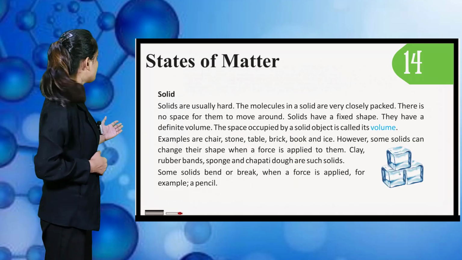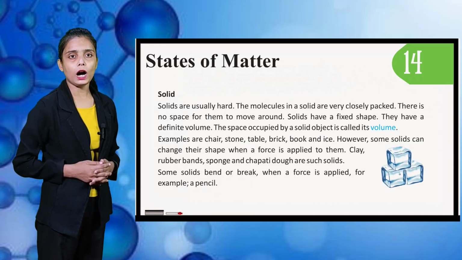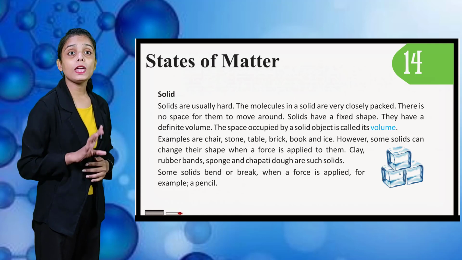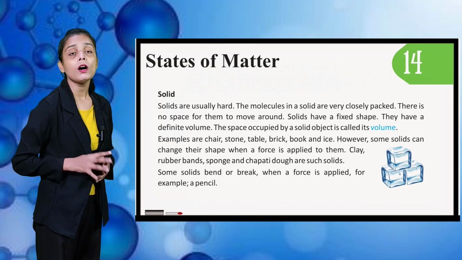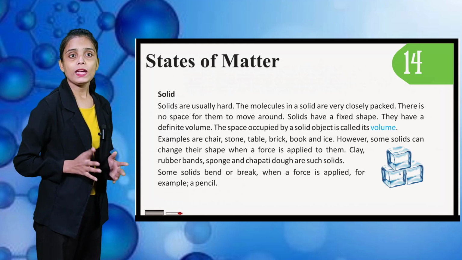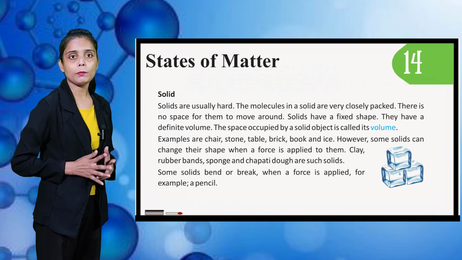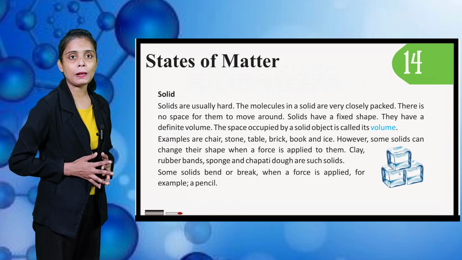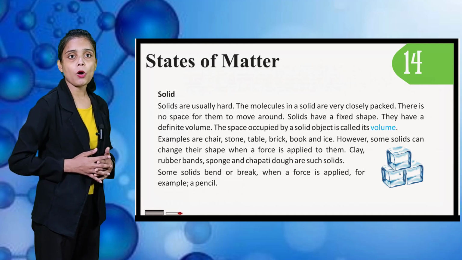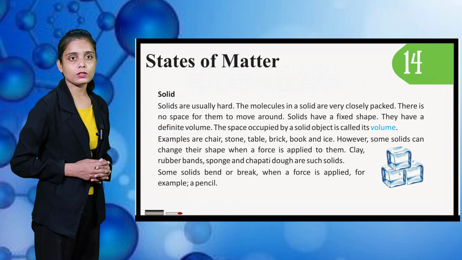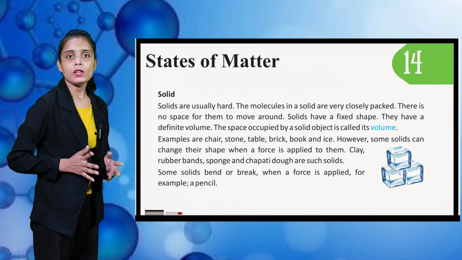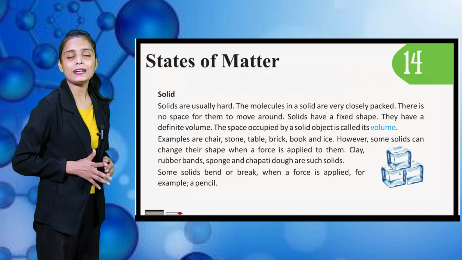So now let's see the next topic, that is solid. Solids are usually hard. The molecules in a solid are very closely packed. There is no space for them to move around. Solids have a fixed shape. They have a definite volume. The space occupied by a solid is called its volume. Examples are chair, stone, table, brick, book and ice. However, some solids can change their shape when a force is applied to them. Clay, rubber band, sponge and chapati dough are such solids. Some solids bend or break when the force is applied, for example a pencil. So here you can also see the picture of ice, that is a type of solid.